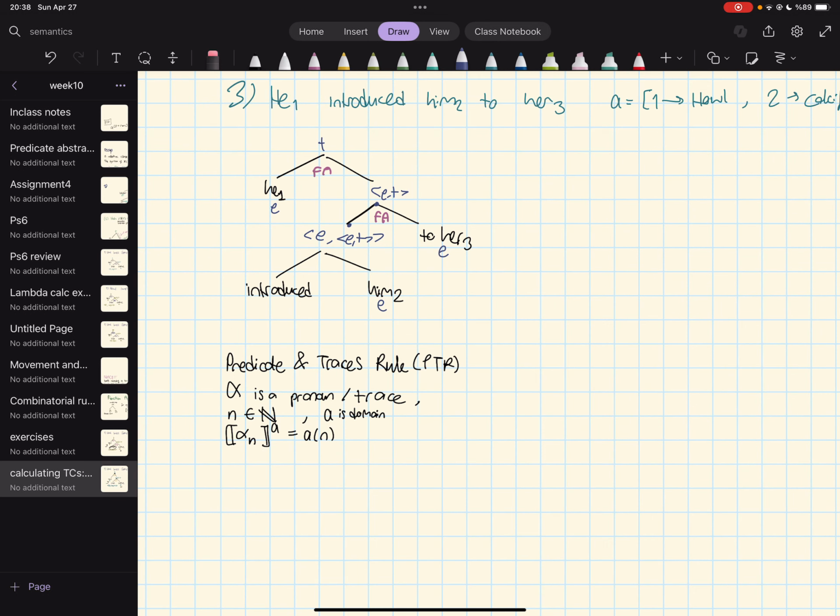here we have E as the input, therefore introduced has to be a long function. Introduced takes E as the argument, it then returns its mother, which is of type E, E, T. So introduced is a three-place function. It has three arguments here. Therefore, first argument, him, second argument, her, and third argument, he.